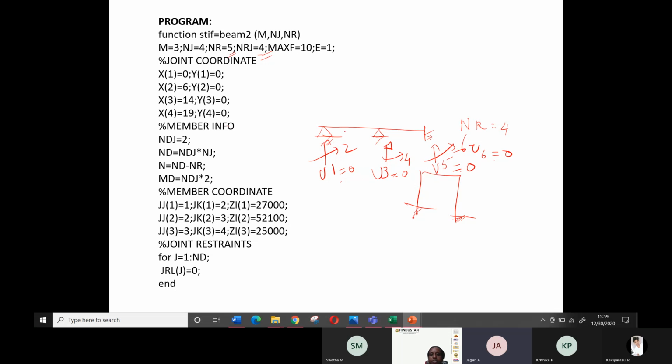NRJ-nnaa number of restraint joints. Endha joints ellaam restraints aayirukku? 1, 2, 3.